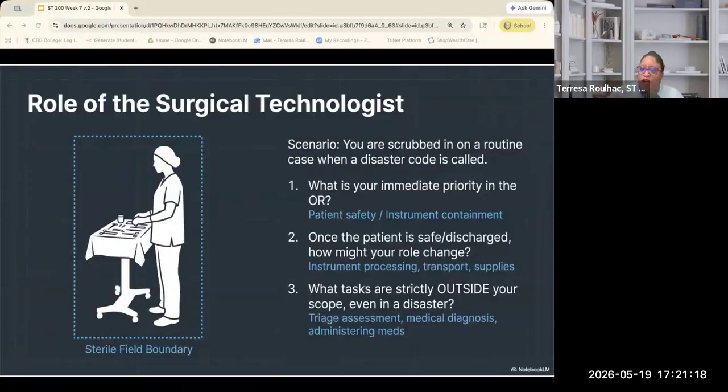A couple years ago, I was scrubbed in on a Saturday during an earthquake. The building is shaking and our patient was already intubated, okay? So my job was to maintain sterility, making sure that no debris or anything fell on my field. My surgeon and anesthesia were making sure the airway was good to go, and our circulator was going over the room. Was not a big earthquake, but still, right? You're still maintaining the sterile field, patient safety, and making sure that our instruments are still secure. Okay.